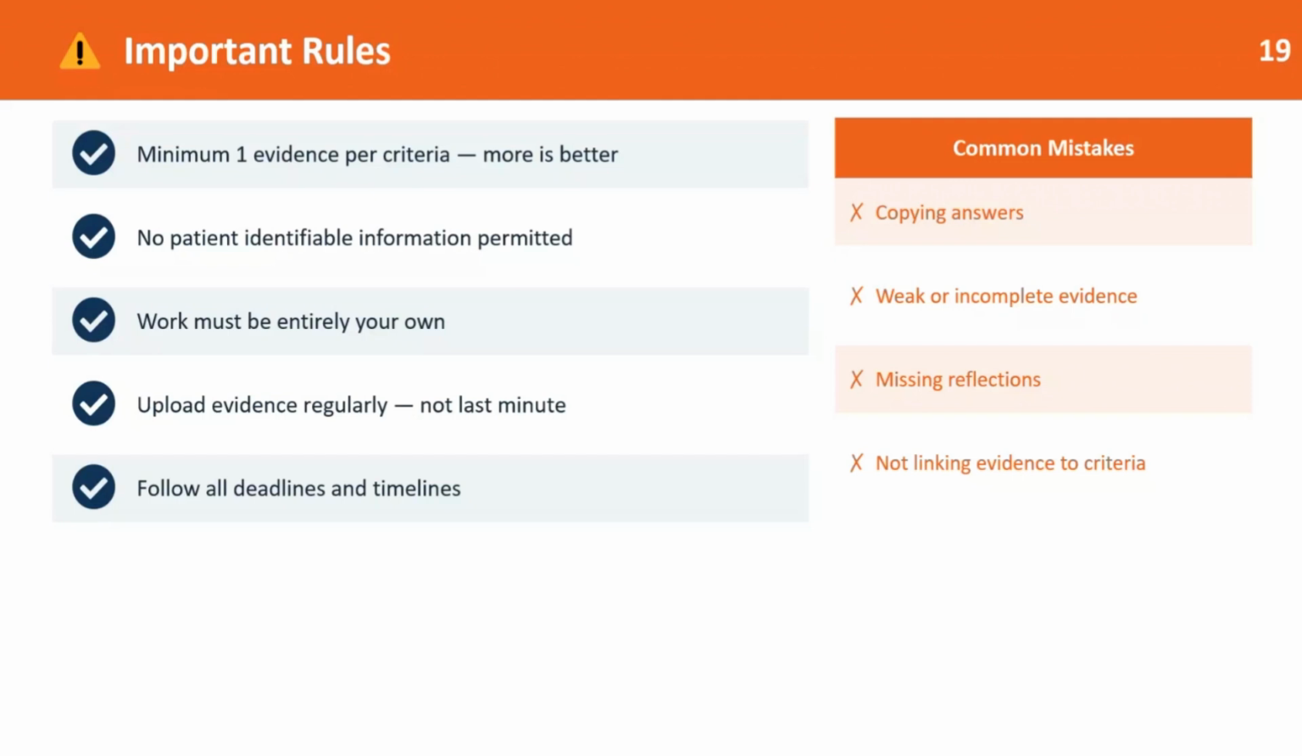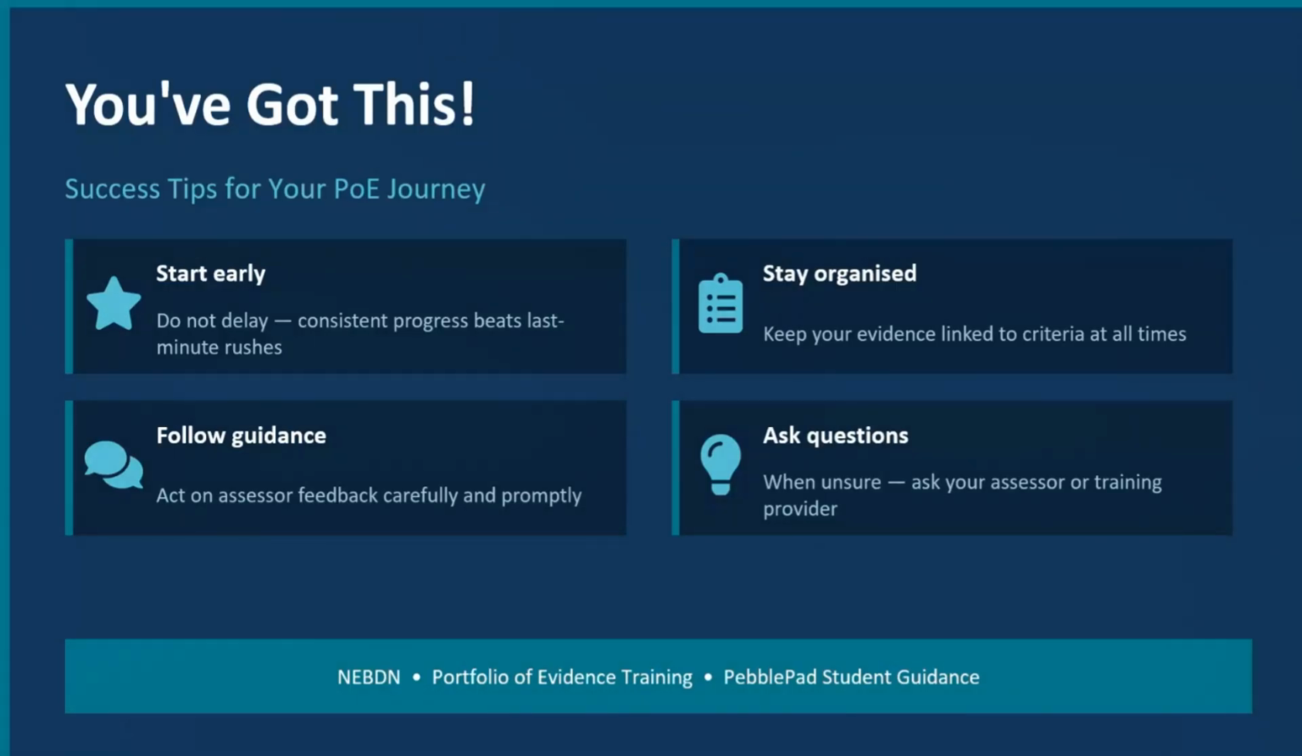And if I just conclude, there are again those common mistakes: copying answers from others, writing very short or weak answers, forgetting to complete the reflection, uploading evidence but not linking it to the criteria. Avoid these mistakes and you will stay on the right track. So, to finish, I just want to give you some simple advice to help you succeed. Start early, don't wait until the last minute. Stay consistent.